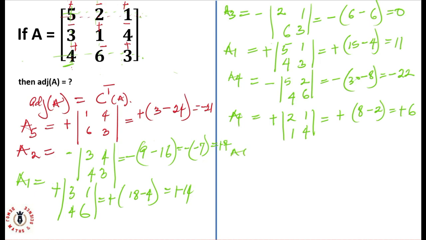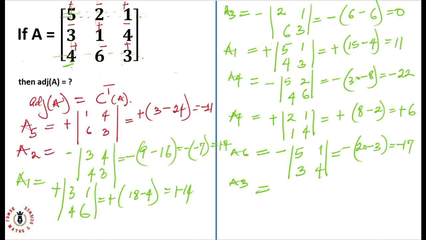I'll pick A6. That's the third row and the second column. So that's negative. Then I'll be picking 3, 5, 3, 1, and 4. So that will come from negative into 5 times 4, that's 20, minus 3, which equals minus 17.